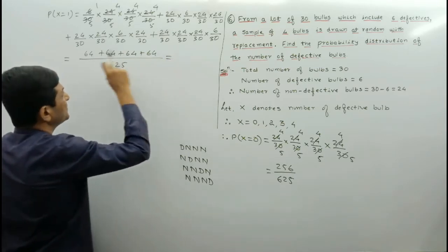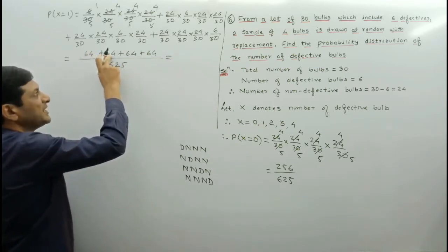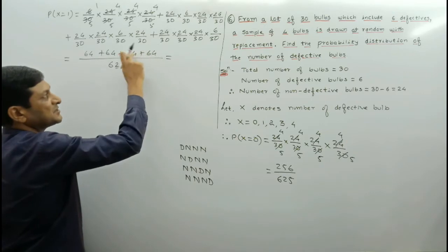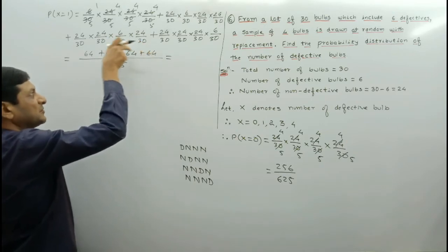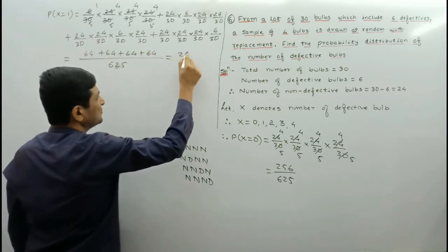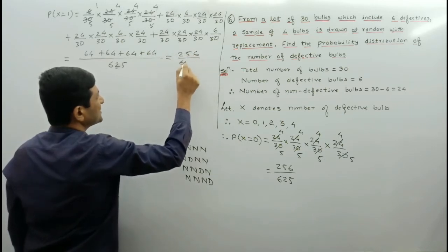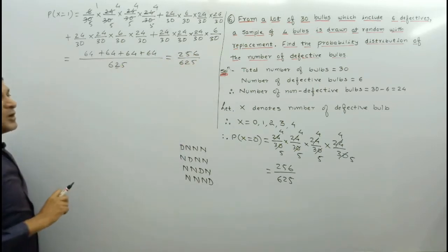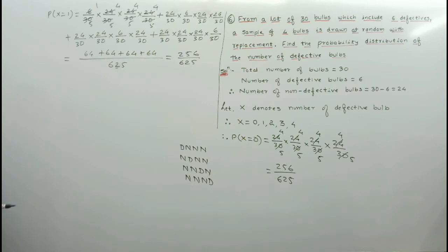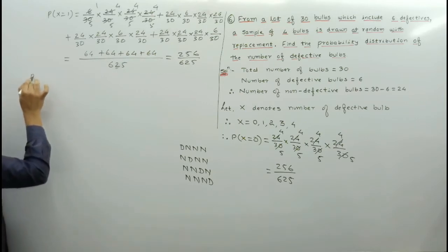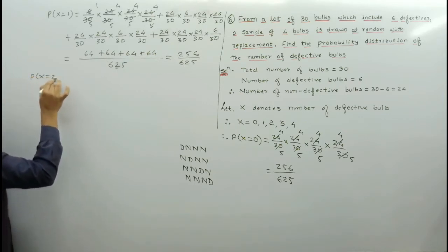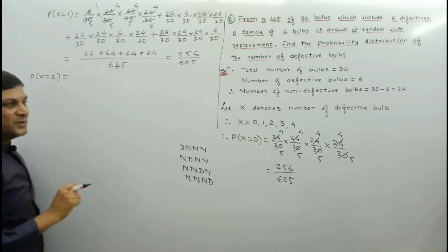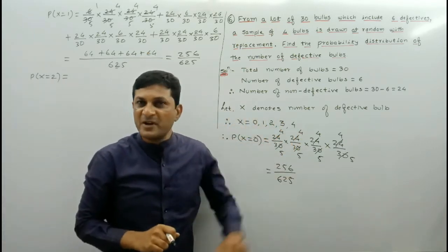Now 64 plus 64 is 128, 64 plus 64 is 128, 128 plus 128 is 256 upon 625. In this way we have got the probability when x is equals to what? 1. Now we are finding probability when x is equals to what? 2. X is equals to 2. X denotes what? Number of defective ball.